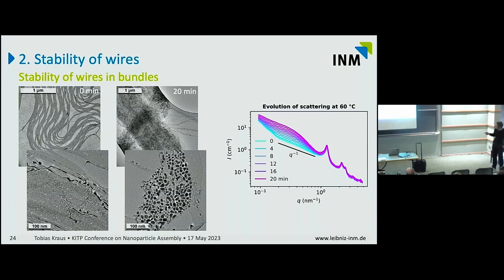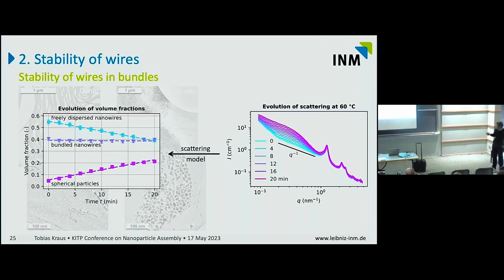You see that the bundles, which create these peaks, don't change so much, but back here there is a larger change, and you can quantify this by putting in scattering models, and see that if you have freely dispersed nanowires at 60 degrees, they fall apart relatively rapidly. You are generating spherical or quasi-spherical particles out of that material, and in the end you have a mixture which contains more bundles, as a fraction of overall gold content, than before.